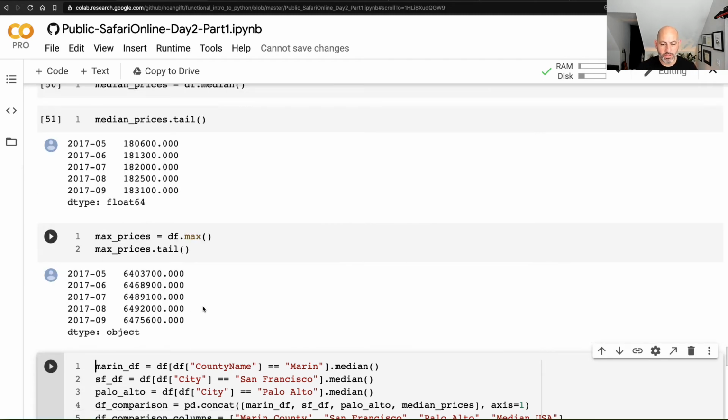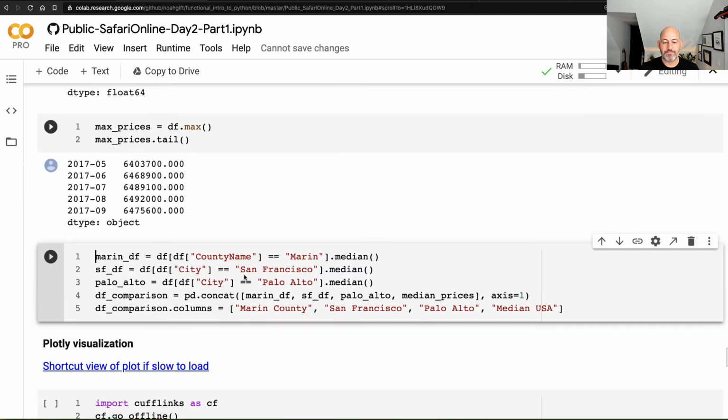So we also see that there were homes that were, I think in this case, 6.5 million, right? In different zip codes. So there's some zip codes where the prices are around 6.5 million, but the median is 183,000.